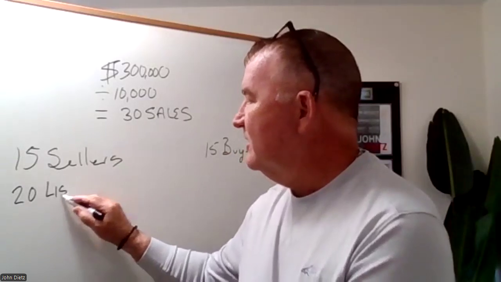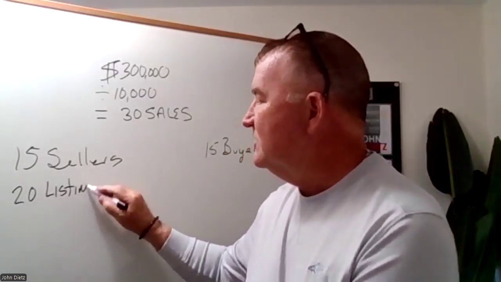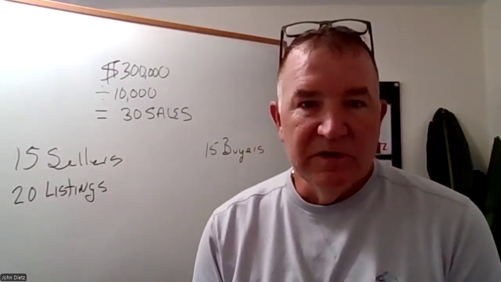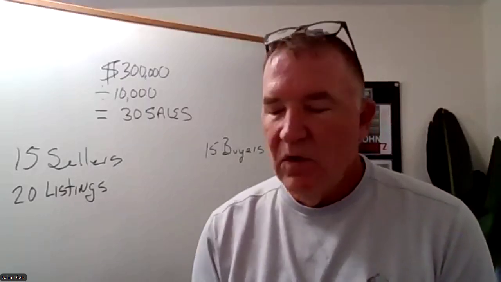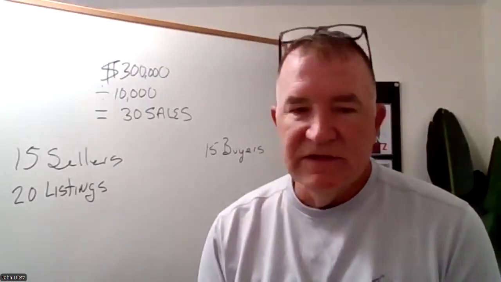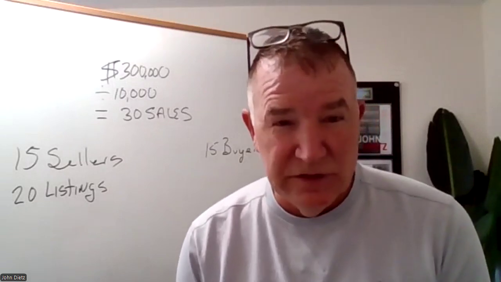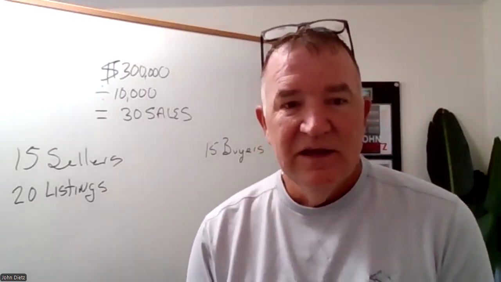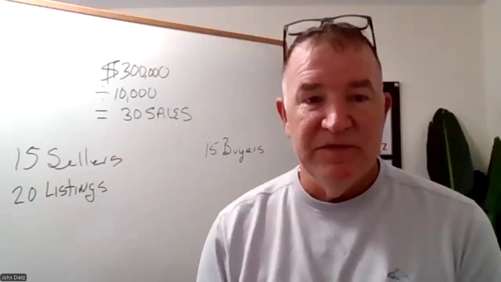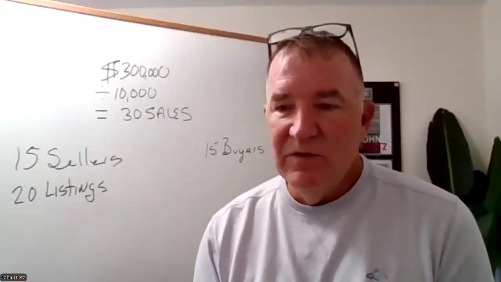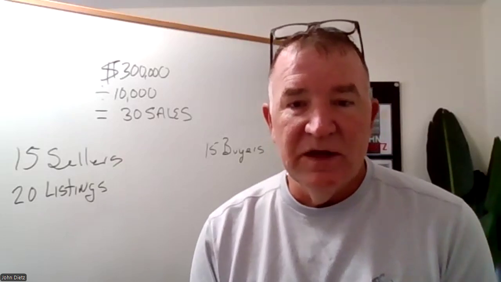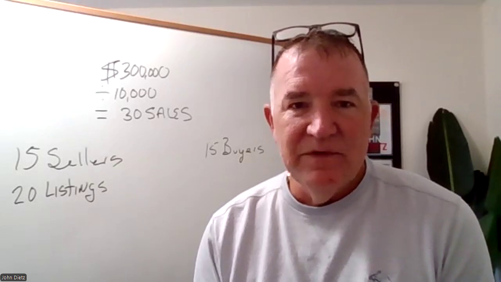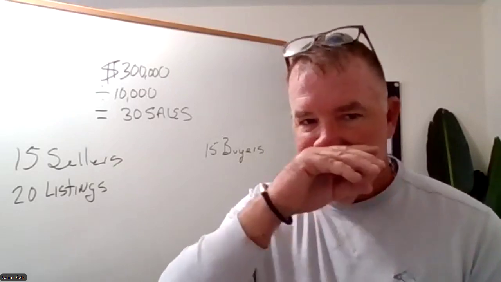Now, the reason that we're using 0.75 is because over time, when we're looking at all markets, 75% of the seller listings you take should close. Now, in a really tough market, that number is going to be lower. It might be 50%. And when you're in a really, really good market, maybe 100% of the listings you're taking are closing. But over time, use 75% as your average.